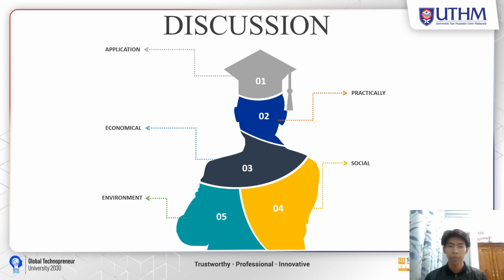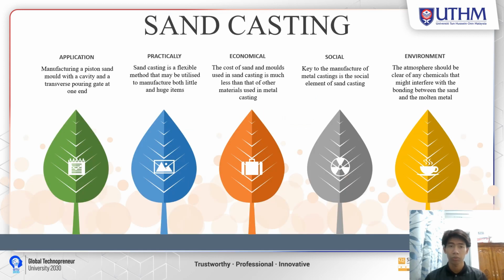So for my part, I will present the discussion. In this project, we have 5 categories of discussion: the first one is application, the second one is practicality, the third one is economical, the fourth one is social, and the last one is environment. So we continue with the first part, which is the first method. For the first method, we are using sand casting for the homemade production.